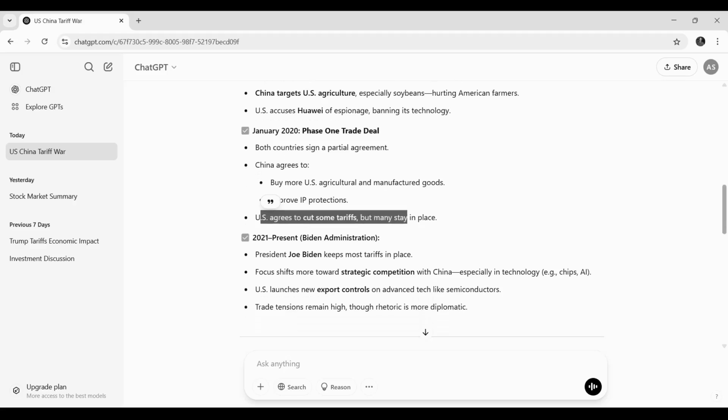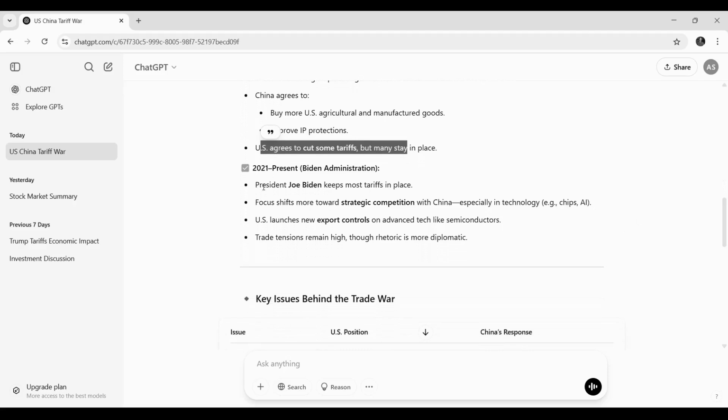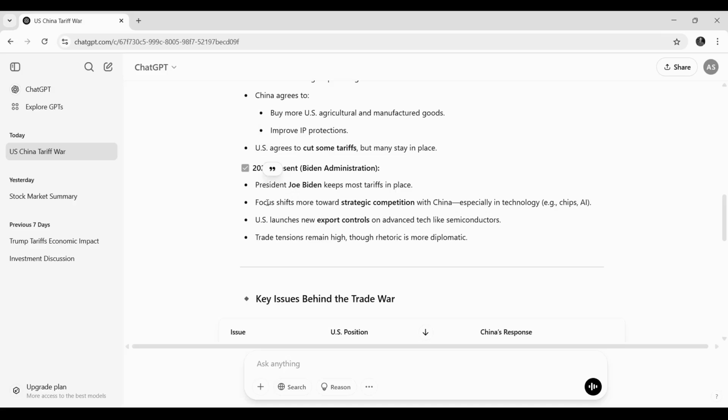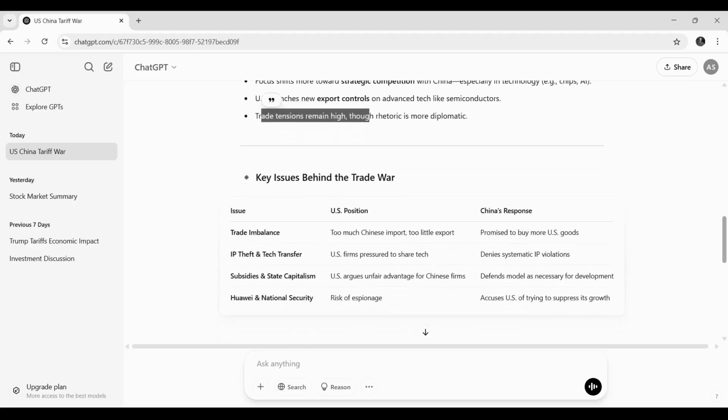Okay, then comes the Biden administration. In 2021, Joe Biden keeps most tariffs in place, and the focus shifts more towards strategic competition with China, especially in technology. The US launches new export controls on advanced tech like semiconductors. Trade tensions remain high though the rhetoric is more diplomatic.